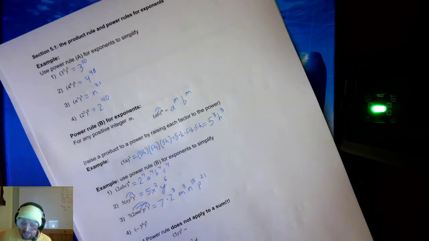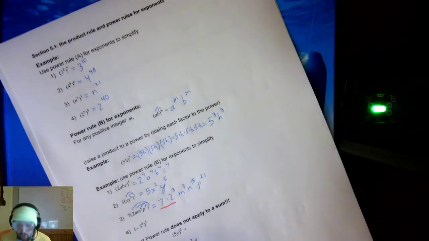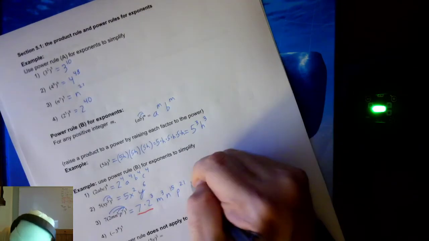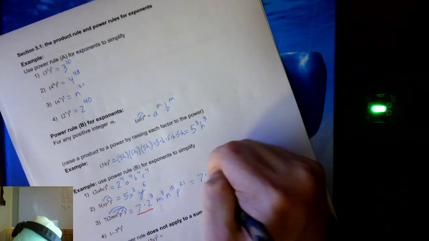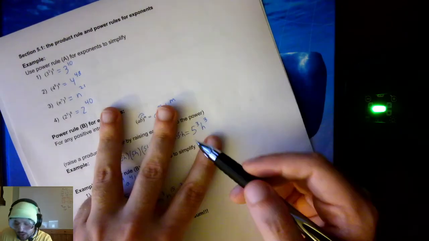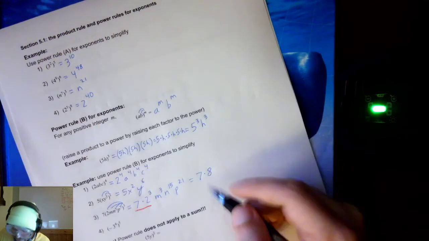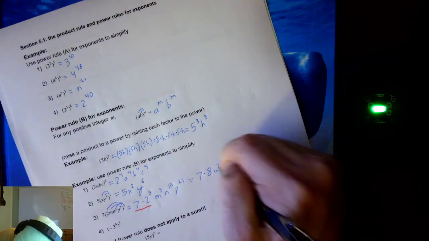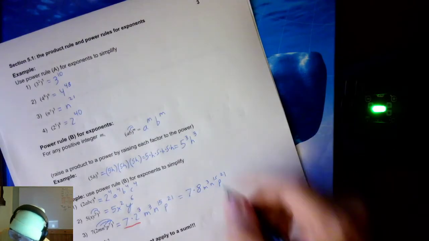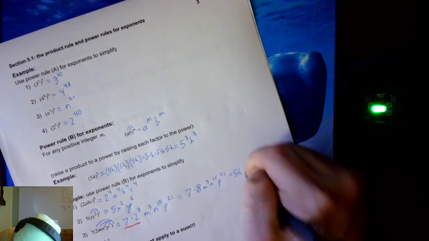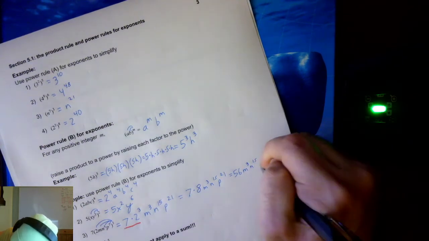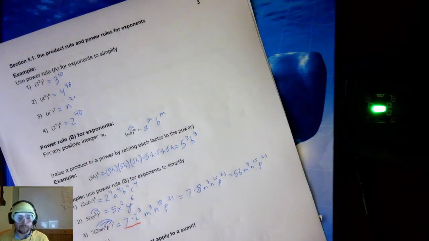Now, since the front here is a little messy, you might want to clean up the numbers. Let's see, 2 cubed is 8, right? This will be 7 times 2 to the third, which is 2 times 2 times 2. 2 times 2 is 4. Times 2 is 8. And that would be m cubed n to the 15, p to the 21. 7 times 8, that's 56, right? 56 m cubed n to the 15, p to the 21.